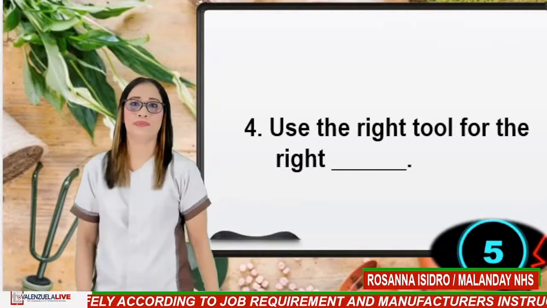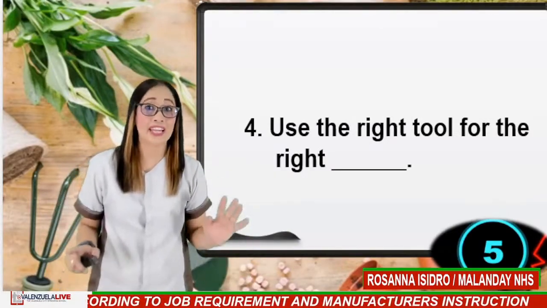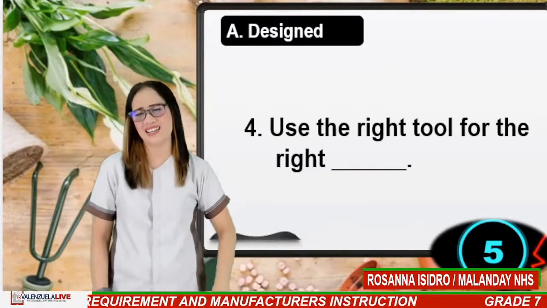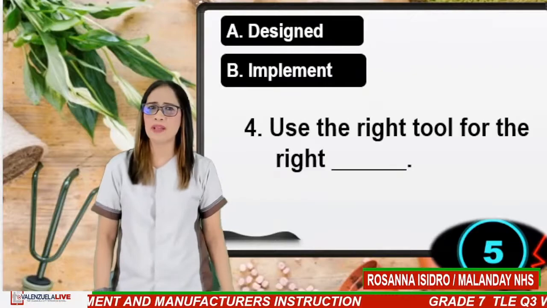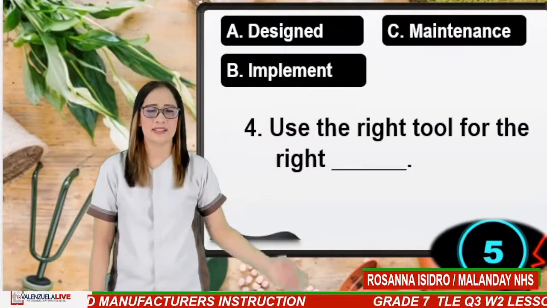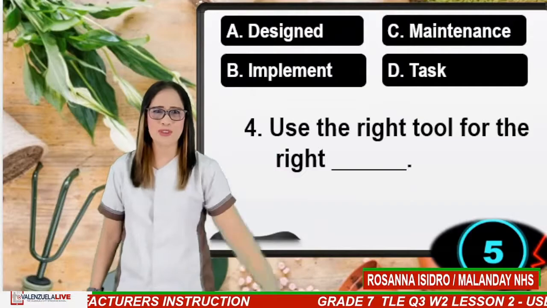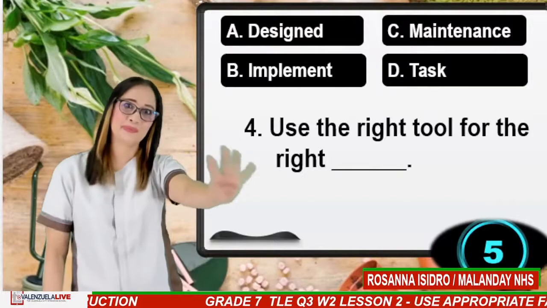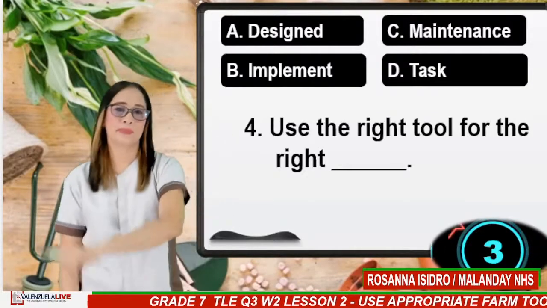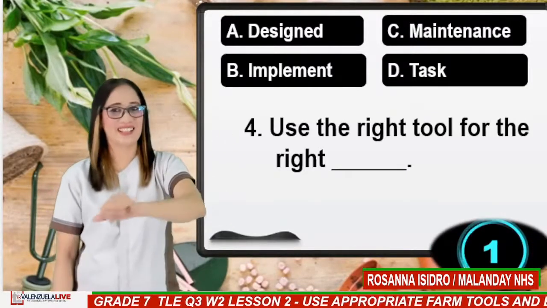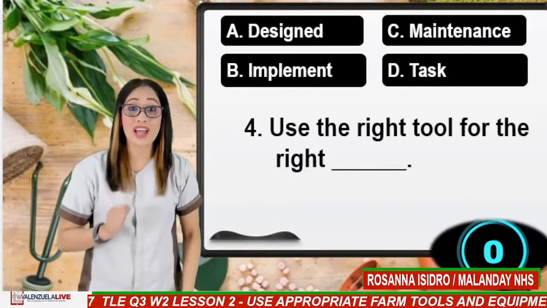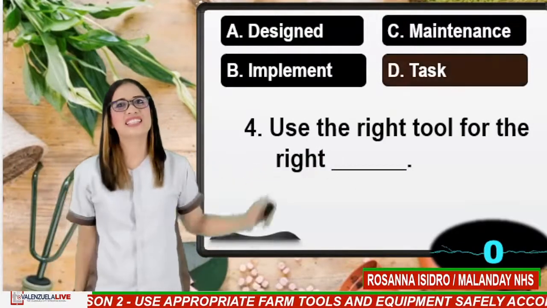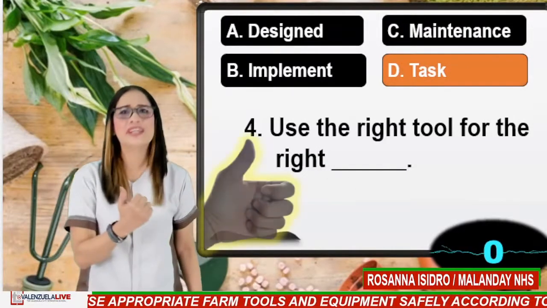Number 4. Use the right tool for the right blank. A, design. B, implement. C, maintenance. D, task. Your time starts now. Oops, your time is up. If your answer for number 4 is letter D, task, very good.